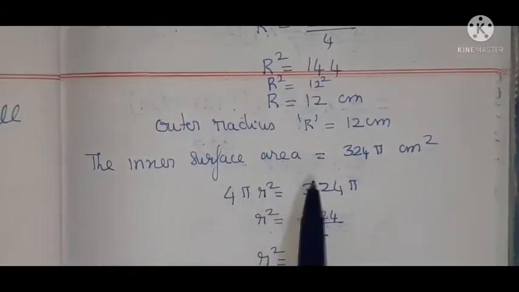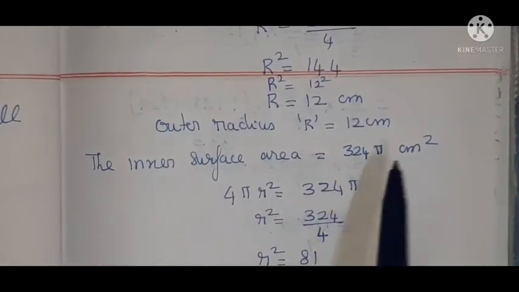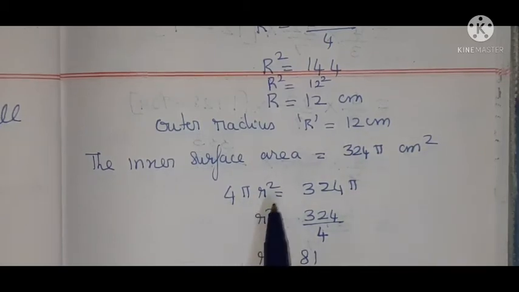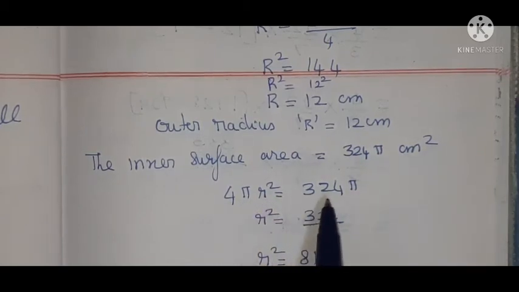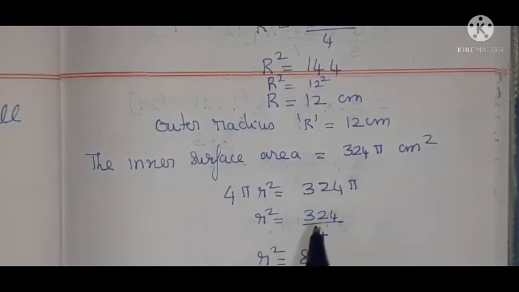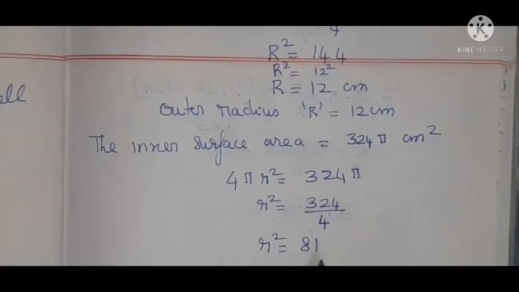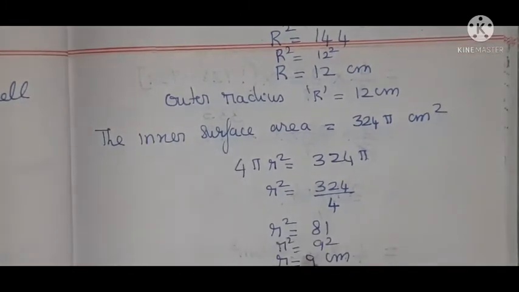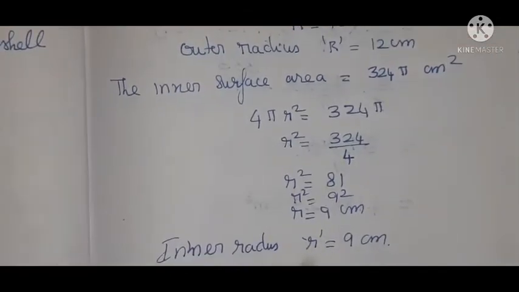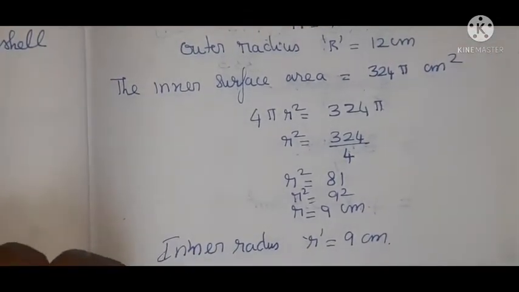The inner surface area is 324 pi centimeter square. Formula is 4 pi small r square is equal to 324 pi. Pi cancel. R square is equal to 324 by 4. R square is 81. R square is equal to 9 square. Taking square root, we get r is 9. Inner radius small r is 9 centimeter.